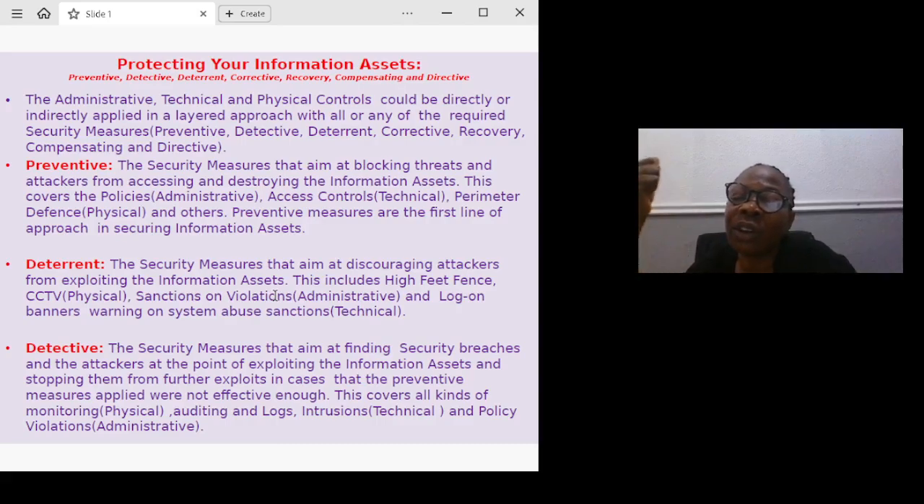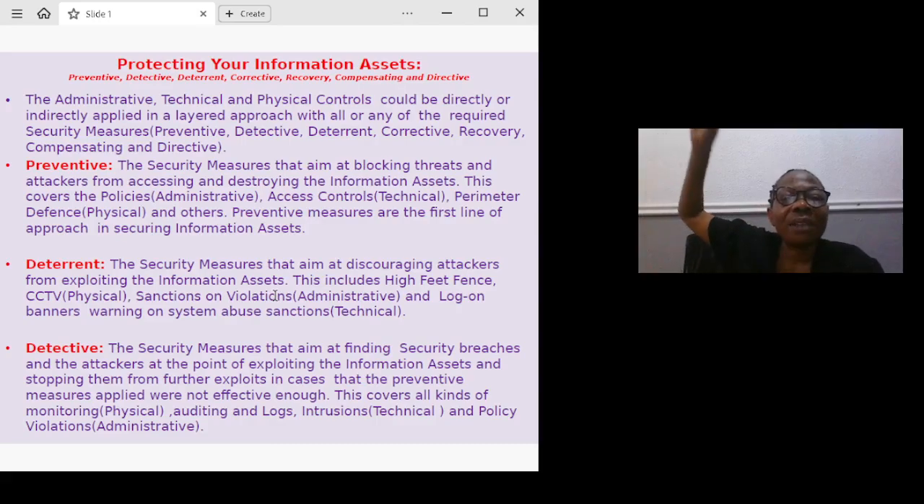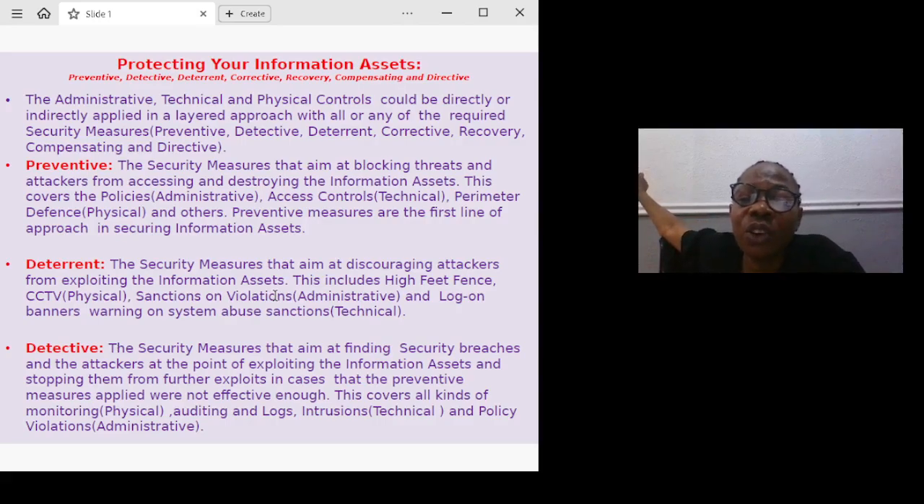Those are the deterrent controls, including high fencing. When you hear that there is electric wire on a fence that can electrocute the armed robber, that could be discouraging enough. And when you hear that there is CCTV on course, to see what goes on physically, that should also be a deterrent control. CCTV comes in various ways.